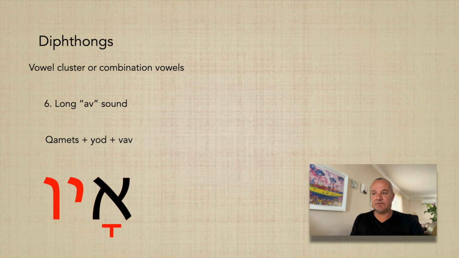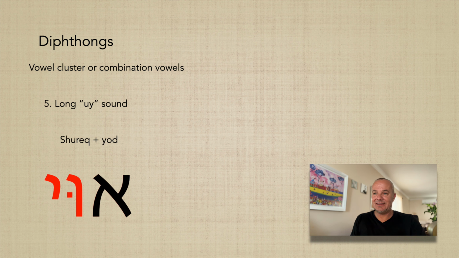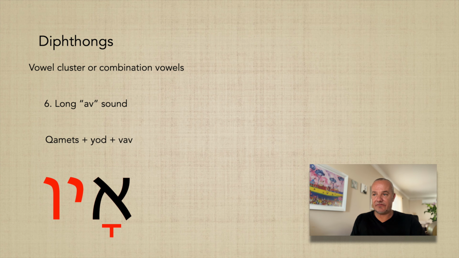Our final diphthong combines an aleph with a qamets, which is the ah sound, and then it is followed by a yod and a vav, and this, interestingly, is the sound aaah, which is quite common in Hebrew. Okay, diphthongs: I, oi, ooh, and aaah. Okay guys, this wraps our conversation about Hebrew vowel points.